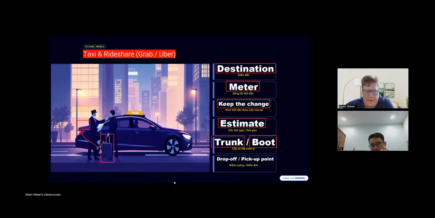Okay, and then drop off. Drop off is where the taxi will drop you off, at your final destination. It is the point where you will get off the taxi. And when you get on the taxi, that will be the pickup point. So the place where you get on the taxi is the pickup point. The place where you get off the taxi is the drop-off point.